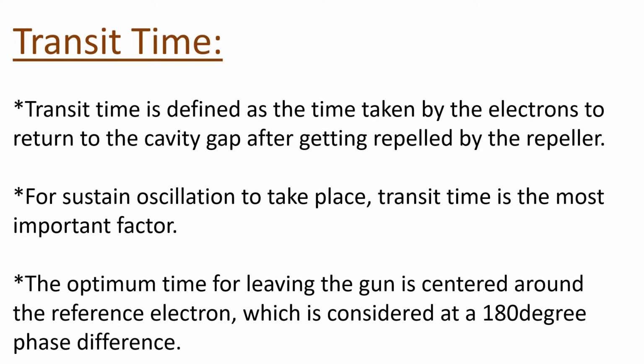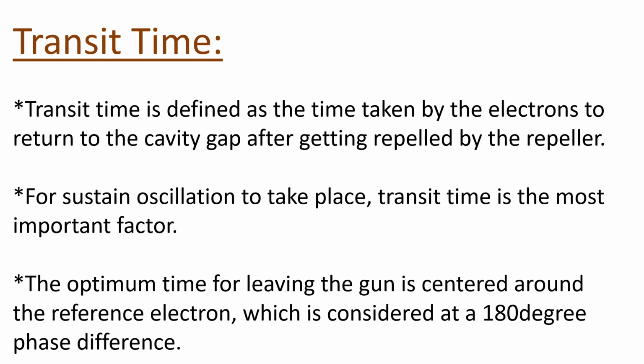So what do we mean by transit time? Here the transit time is defined as the time taken by the electrons to return to the cavity gap after getting repelled by the repeller. Before that we will discuss velocity modulation. Here it is to be noted that due to deep penetration in the repeller region, EE will take more time than ER while returning towards the catcher. This change in the velocity of moving electrons is known as velocity modulation.